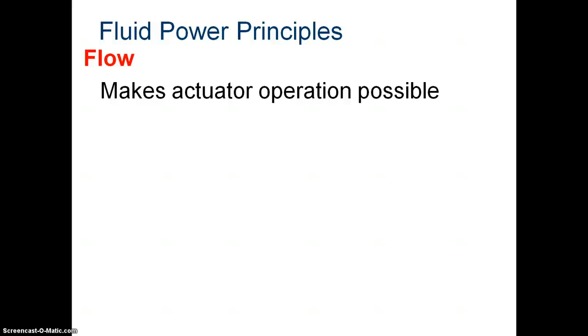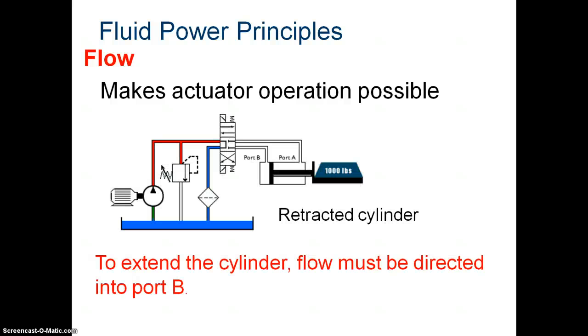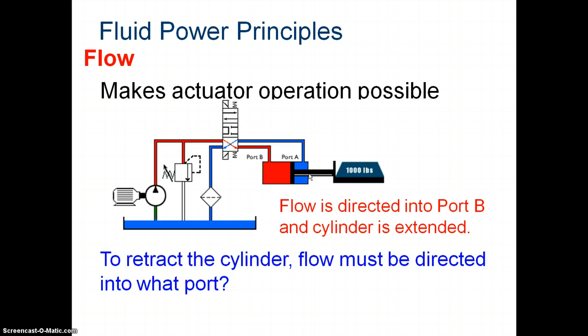Flow is what makes the actuator operation possible. So if you're looking at this schematic, you can see that there is an actuator located right over here, and that's what's pushing your force. So to extend the cylinder, flow has to be directed into port B. So the fluid comes in here and pushes the actuator forward. To retract the cylinder, flow has to be directed from which port? The answer is port A, so you need to put some fluid back here into port A, and it will push the actuator back.